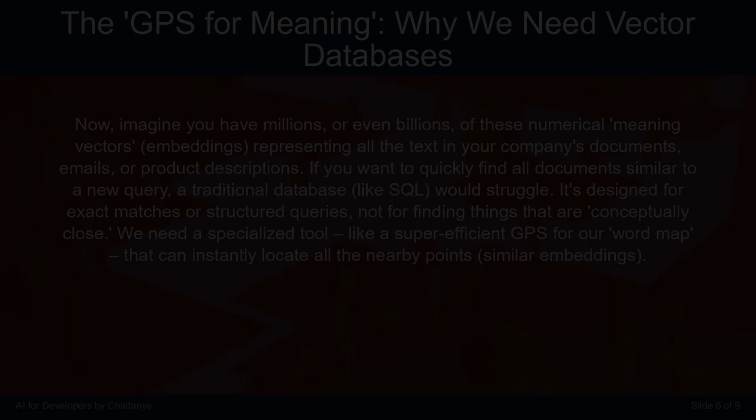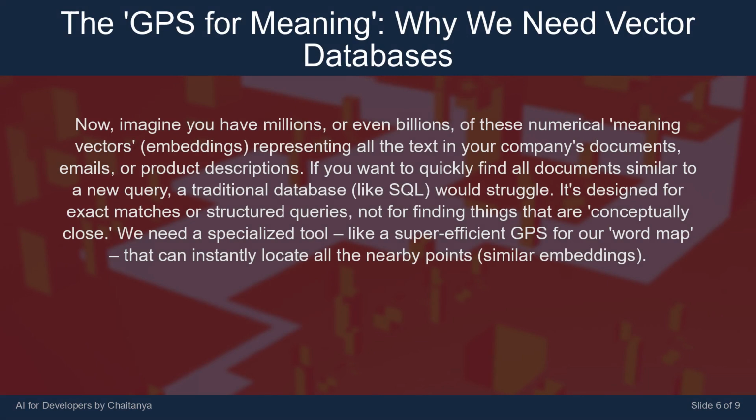Now, imagine you have millions, or even billions, of these numerical meaning vectors. Embeddings representing all the text in your company's documents, emails, or product descriptions. If you want to quickly find all documents similar to a new query, a traditional database, like SQL, would struggle. It's designed for exact matches or structured queries, not for finding things that are conceptually close.